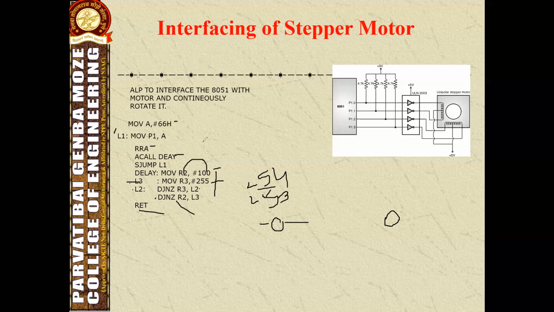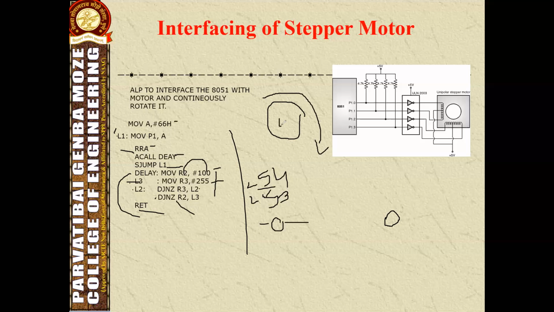So the return instruction is nothing but an exit from this loop. Then it will become return again. Here it will start a short jump to L2. So we are rotating the motor right. How are we moving? We rotate the motor to the right here.